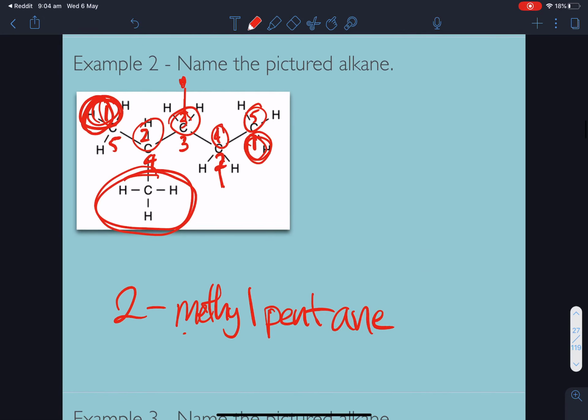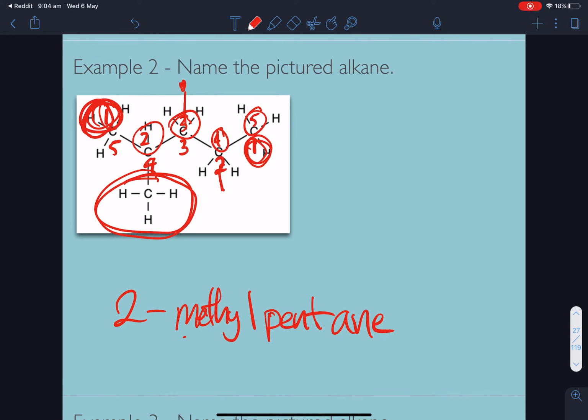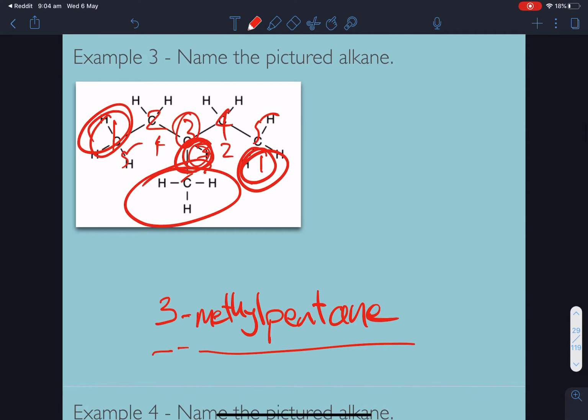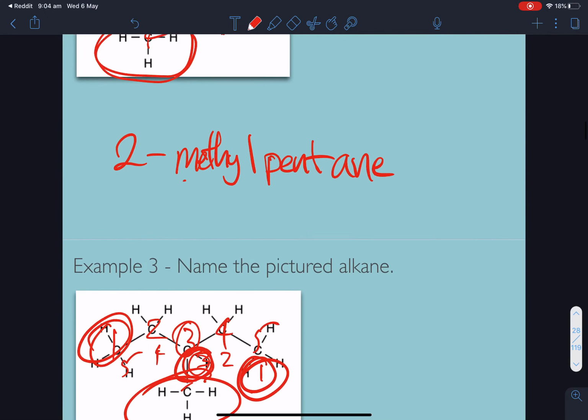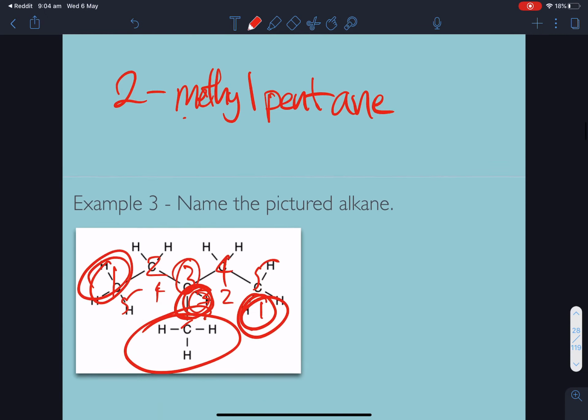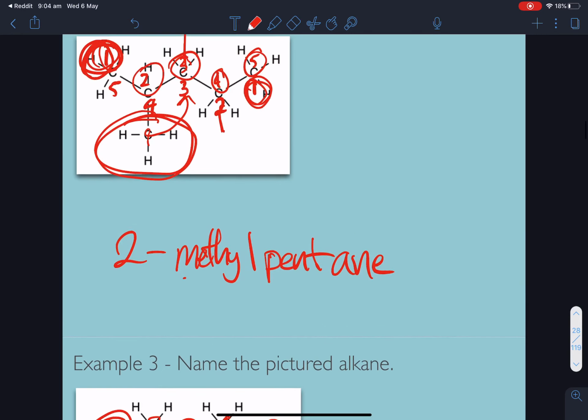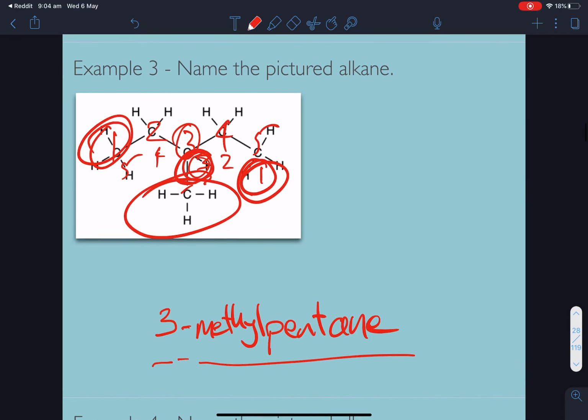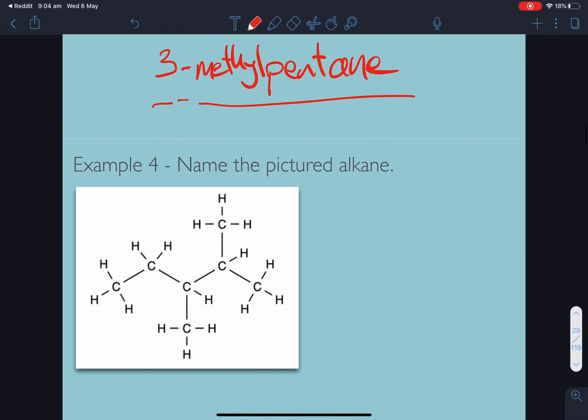Look at what I did here previously. I just moved this methyl branch onto the 3 position. So that was 2-methylpentane, and now we've got 3-methylpentane. I've just moved the methyl branch over, and we needed to put those numbers in there because 2-methylpentane and 3-methylpentane are different molecules, but they're both methylpentanes. We just need to say where the methyl branch is.